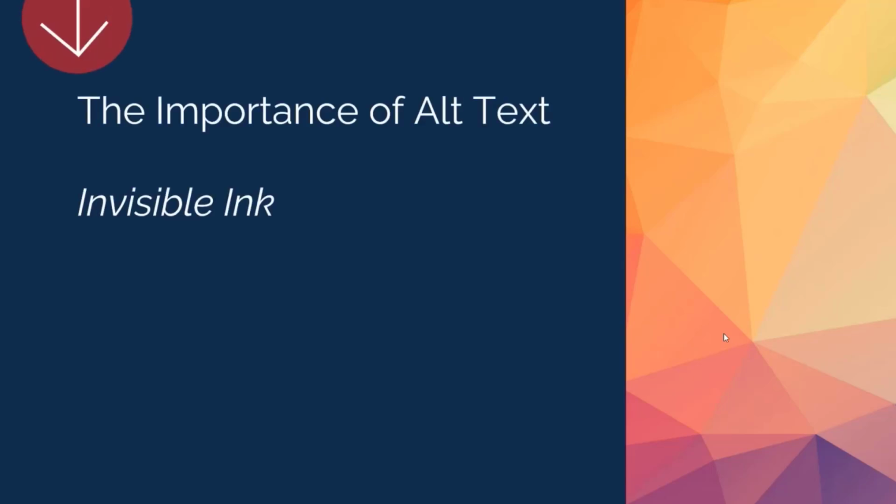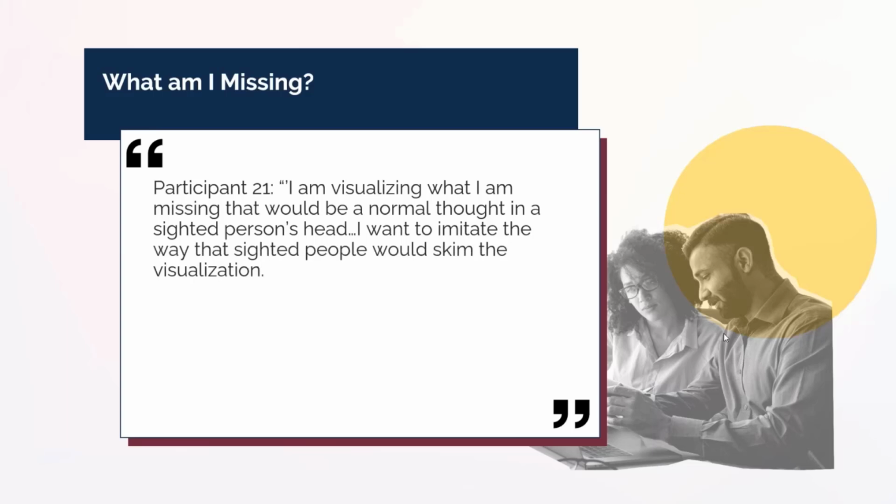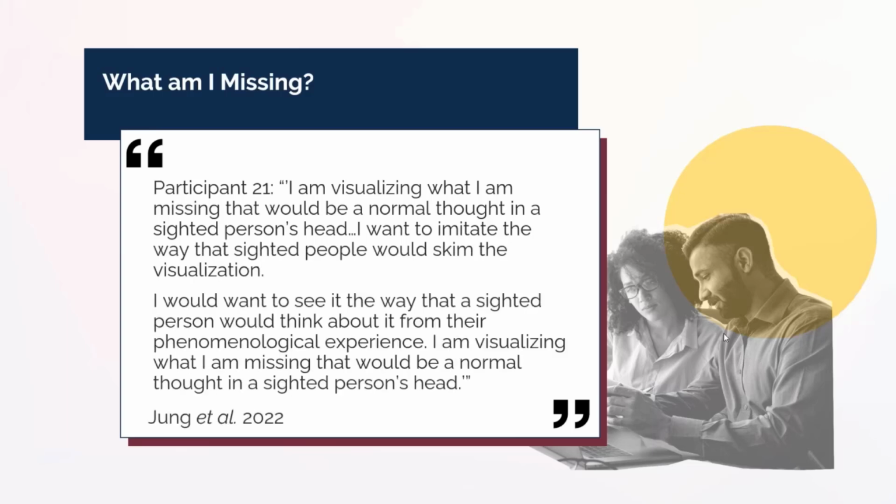Now, that's one aspect of making a course accessible. And one of the other parts is, maybe not the harder part, but the other important piece is the importance of alt text, which is sort of the invisible ink of the internet. There was a really impactful quote that I came across in my readings from participant 21. Quote, "I am visualizing what I am missing. That would be a normal thought in a sighted person's head. I want to imitate the way that sighted people would skim the visualization."